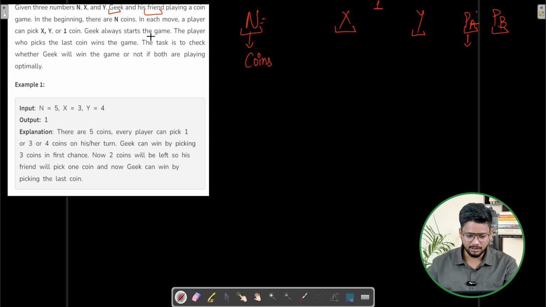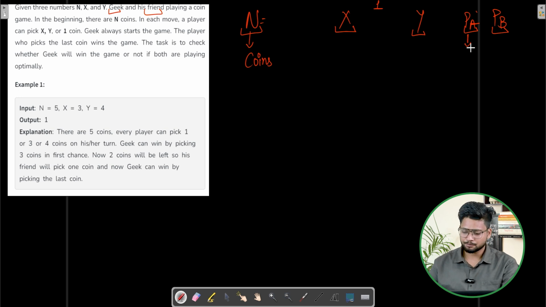The player who picks the last coin wins the game. So there are total n coins and any player can pick either X coins, Y coins, or maybe one coin as well. The person who picks the last coin is the winner. I think this is very clear. The task is to check whether Geek will win or not if both are playing optimally.